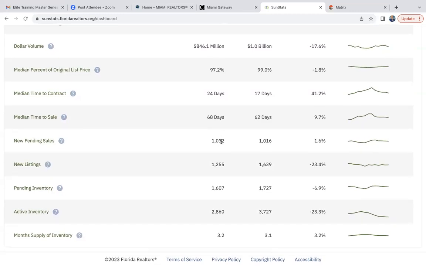New pending sales is up 1.6%. New listings is down almost a quarter, right? 23.4%. Pending inventory, active inventory, we're looking at 2,860. That's down 23.2%. And the months of supply is currently steady at 3.2. Not a huge change in months of inventory. That's for all of Miami-Dade County.